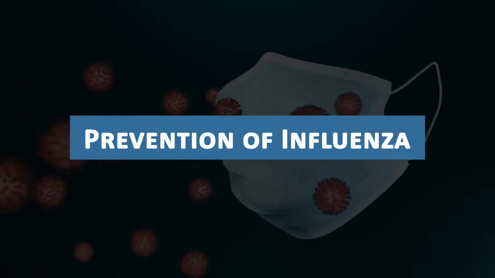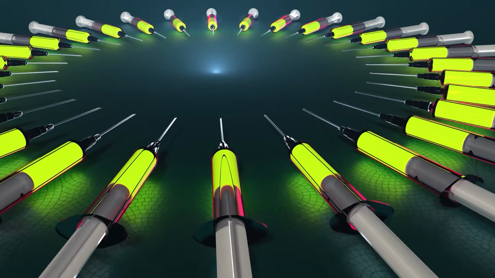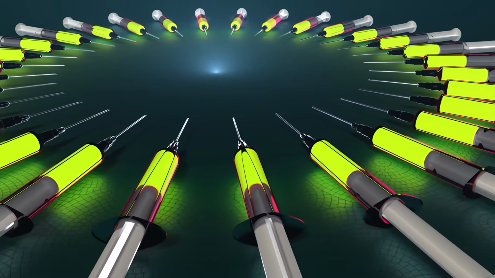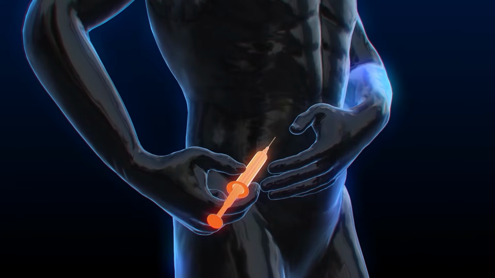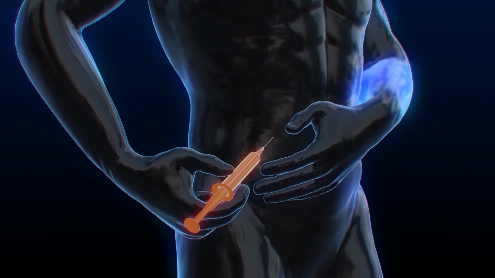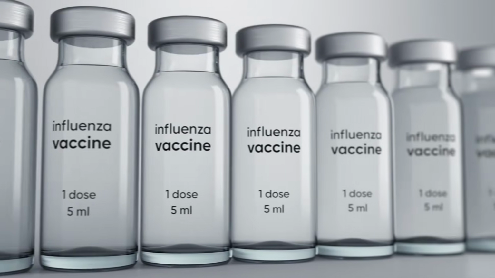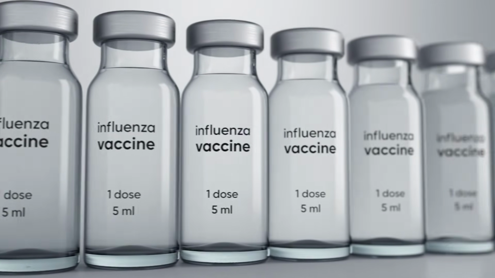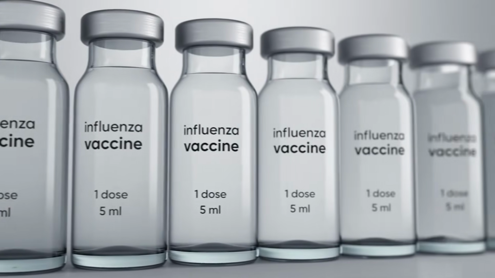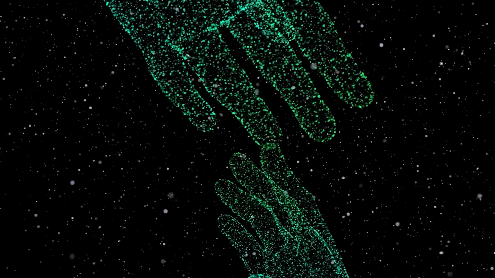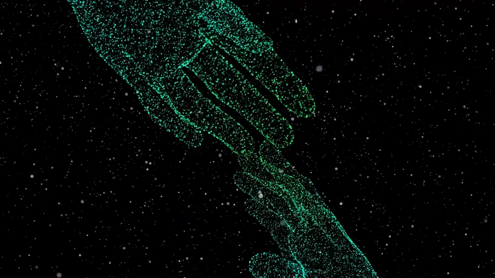Prevention of influenza. The most effective way to prevent influenza is through annual vaccination. The flu vaccine stimulates the immune system to produce antibodies against the most likely circulating virus strains. Although the vaccine is not 100% effective, it significantly reduces the risk of severe illness, hospitalization, and death. Good hygiene practices also play a crucial role in prevention.